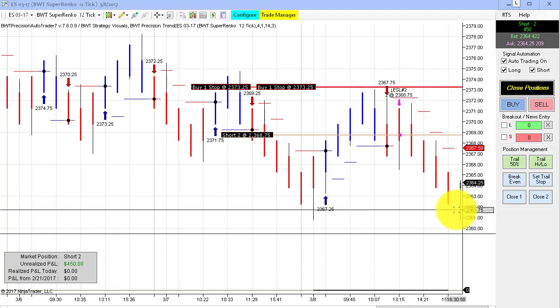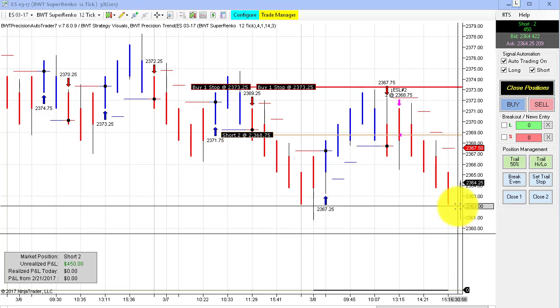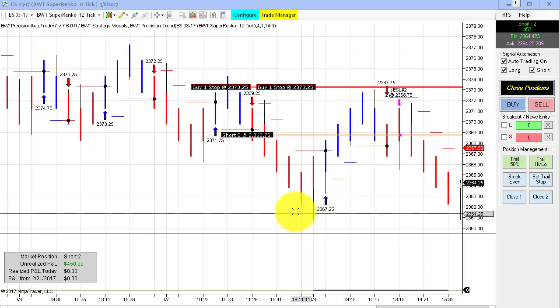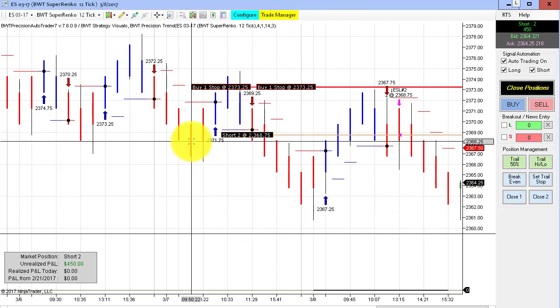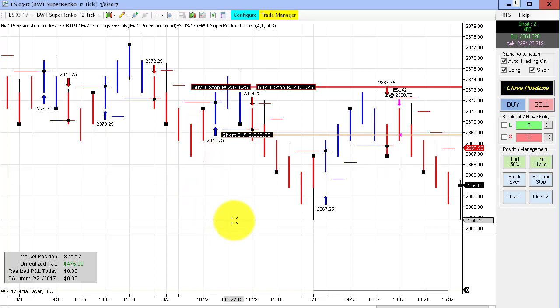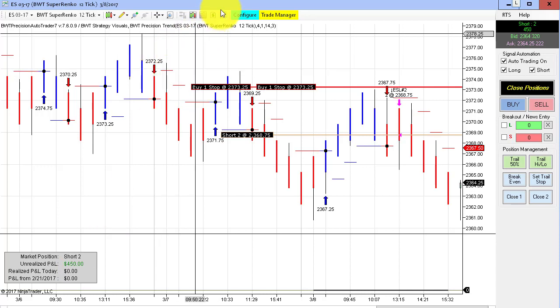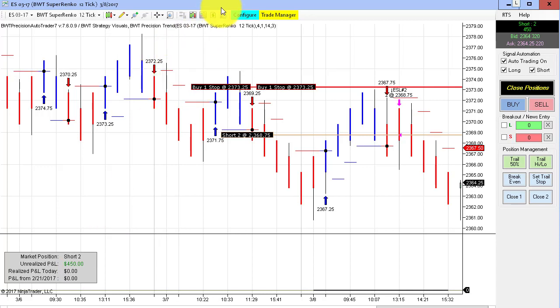If I was paying attention, I probably would have closed this at the close and got a little bit better than this, but I'm just going to let it finish out its trade here. But still, this is a pretty solid performance on this chart here on a single trade to run up about 40 ticks.